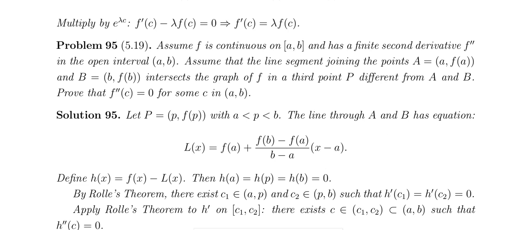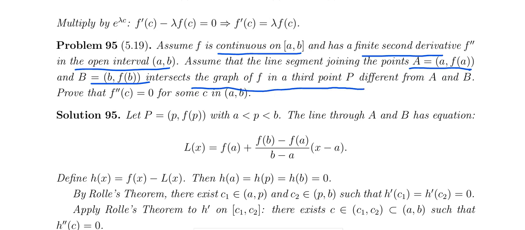Assume that f is continuous on the closed interval a comma b and has a second derivative f double dash in the open interval a comma b, and the line segment joining a comma f of a and b comma f of b intersects the graph of f in a third point p different from a and b. Then the second derivative must be 0 at that point.